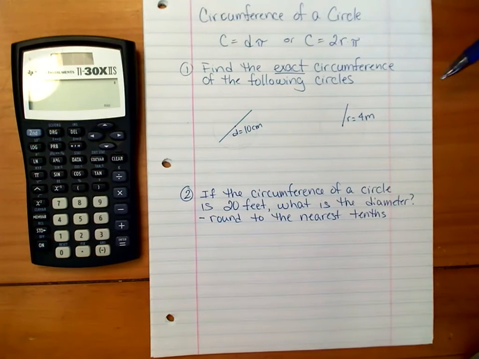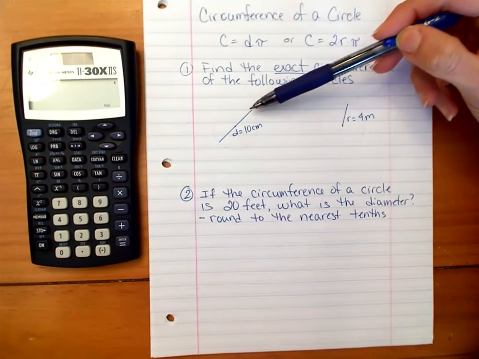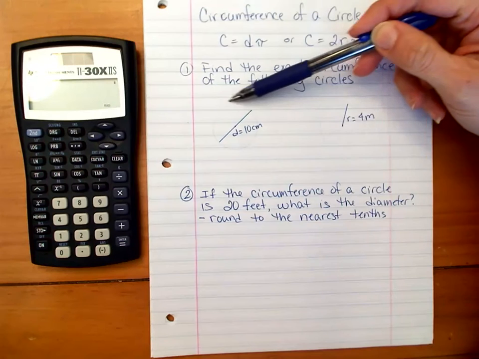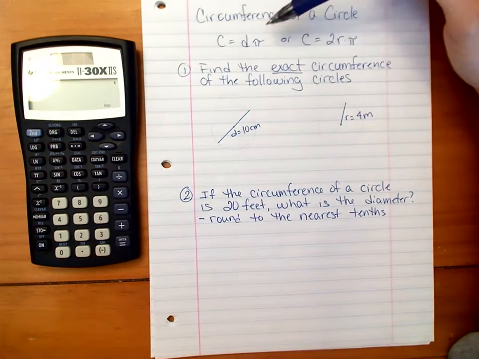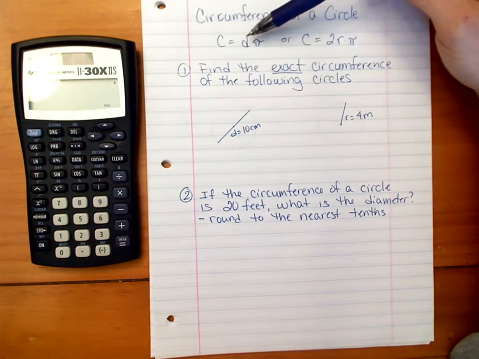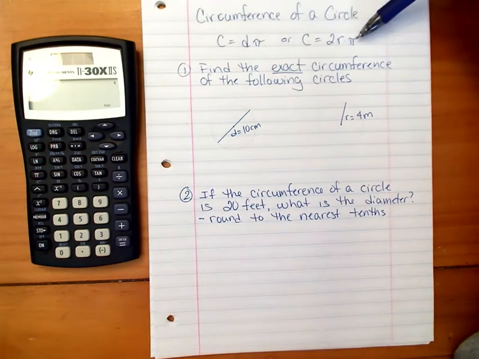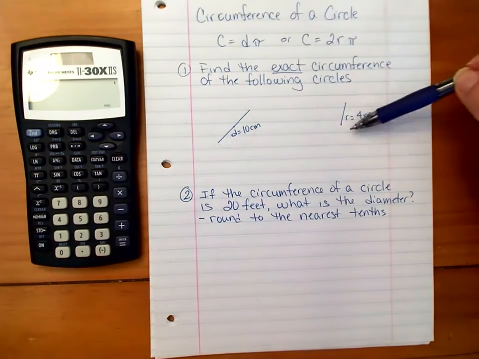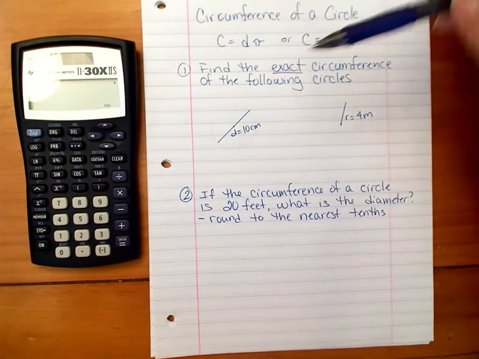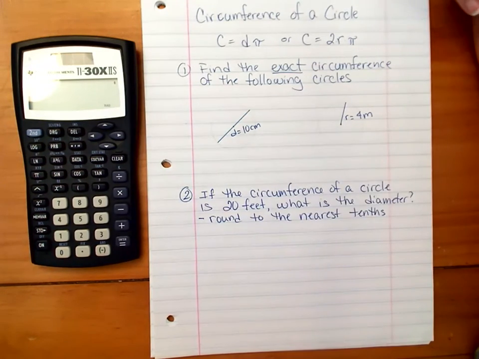Just a reminder, the circumference of a circle is the distance around the circle. How many centimeters or feet or yards it would take to go around the circle. So our two formulas that you have a choice of using are circumference equals diameter times pi, or circumference equals radius times pi. Remember, 2 radii, which is from the center to the edge of the circle, equal a diameter, which is a chord that goes through the center and touches the circle on both ends.